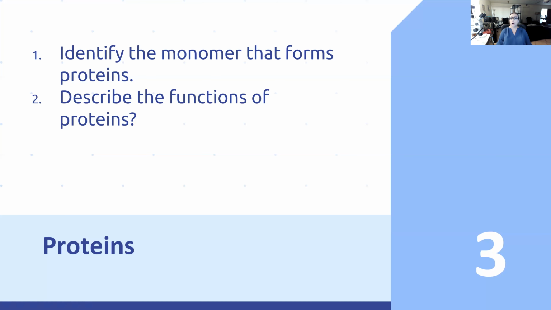So now let's move on into proteins. This is the second group of biological molecules. Remember, there are four groups, being carbohydrates, proteins, lipids, and nucleic acids. Now, for proteins, you need to be able to identify the monomer or molecule that forms proteins. You also need to be able to describe some functions of proteins. So let's get started.